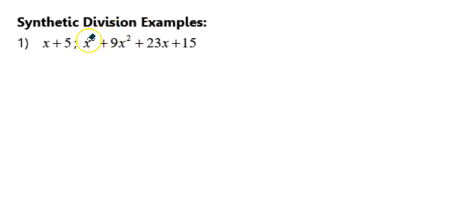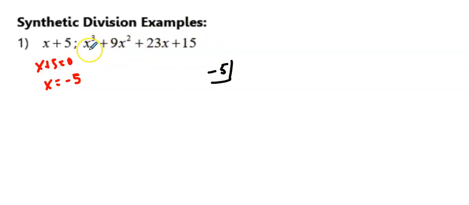So the first thing we're going to look at is if we had x plus 5 equals 0 and we solve, we would get x to be negative 5. So that's what we're going to use in one part of setting up. Negative 5, we'll put that in the box.